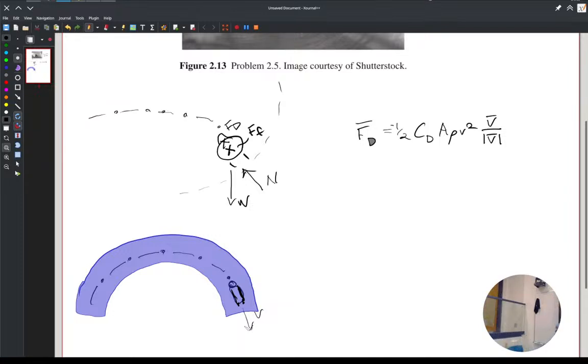So thinking about this free body diagram, why were you considering, what is this answering? Why would we use this free body diagram rather than something else?